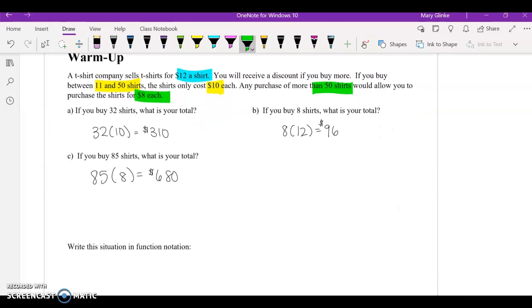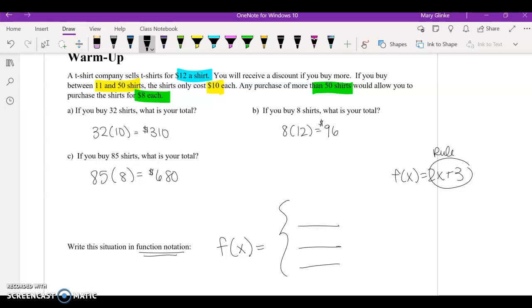So we're going to take this situation here and we're going to write about it in function notation. So function notation, as a reminder, is f of x. Normally you're used to saying like f of x equals 2x plus 3, where you just have one rule for whatever your inputs are. For this one, we're going to have 3 different rules based off of how many shirts we're buying. So the first case is $12 per shirt.